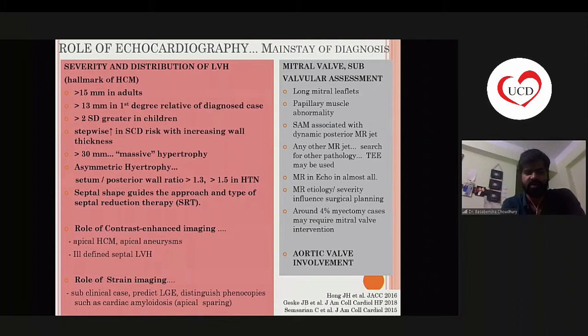Some important points: in the pediatric population, more than 2 standard deviations is considered significant LVH. There is a stepwise increase in SCD risk with increasing wall thickness, and contrast enhanced imaging may be helpful in apical HCM and apical aneurysm. Strain imaging may be useful in subclinical cases, and it also helps to differentiate amyloidosis, which has an apical sparing pattern in strain imaging. The other role of echocardiography is mitral valve assessment, aortic valve assessment, and diastolic dysfunction assessment, with higher grades of diastolic dysfunction bearing worse prognosis.